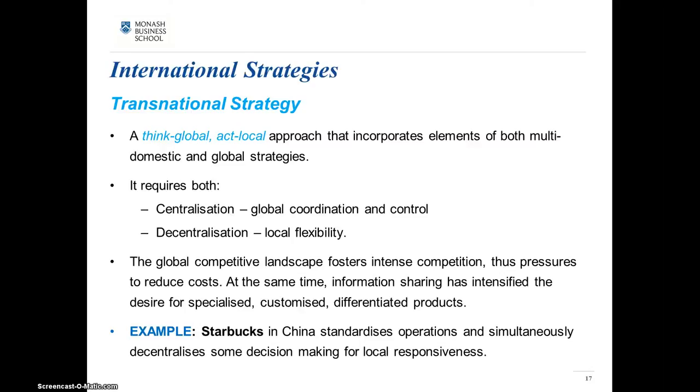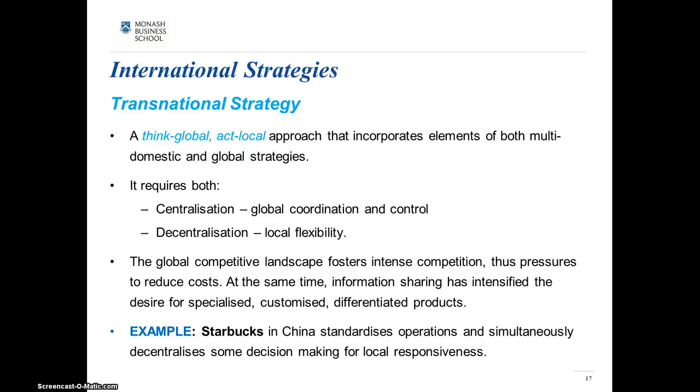It requires both centralization, that is, having that global coordination and control, so having a certain level of interdependence amongst your strategic business units, but also features decentralization, that is, allowing for local flexibility and specific tailoring of products to suit local markets. So we're basically trying to take the best things of both the multi-domestic and global strategies.